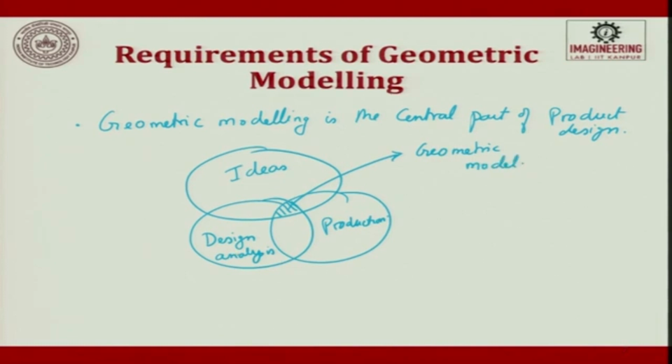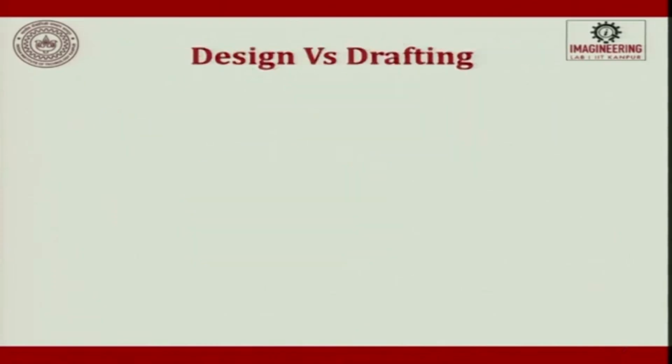Which is A union B union C. So, it is nothing but ideas, design analysis, and production. For all these things, geometric model is very important. When we see what is the difference between design and drafting, let us first list down all in terms of design, and then let us compare with drafting.